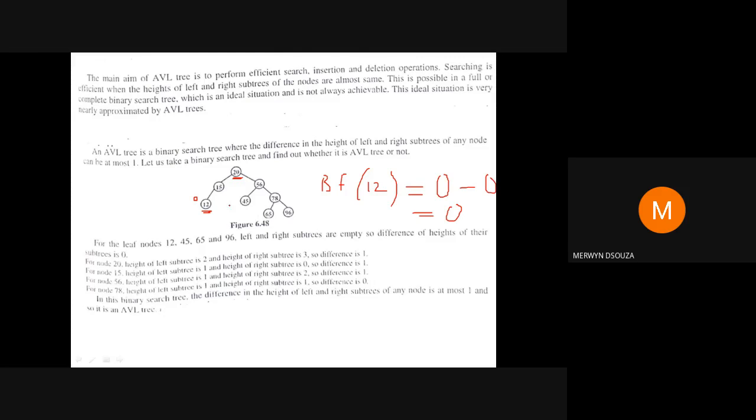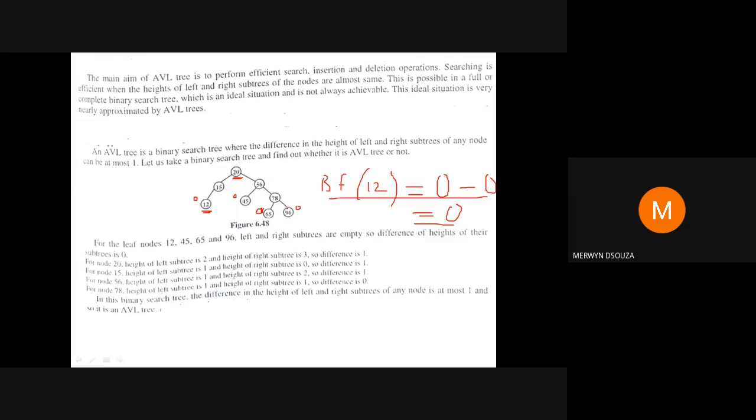For any leaf node, and 12 is a leaf node, the balance factor will be 0. Whenever you have to calculate balance factors, you can first identify all the leaf nodes in the tree and directly label them with a balance factor equal to 0. You need not calculate it. You can calculate it if you want, but you can directly write it as 0.